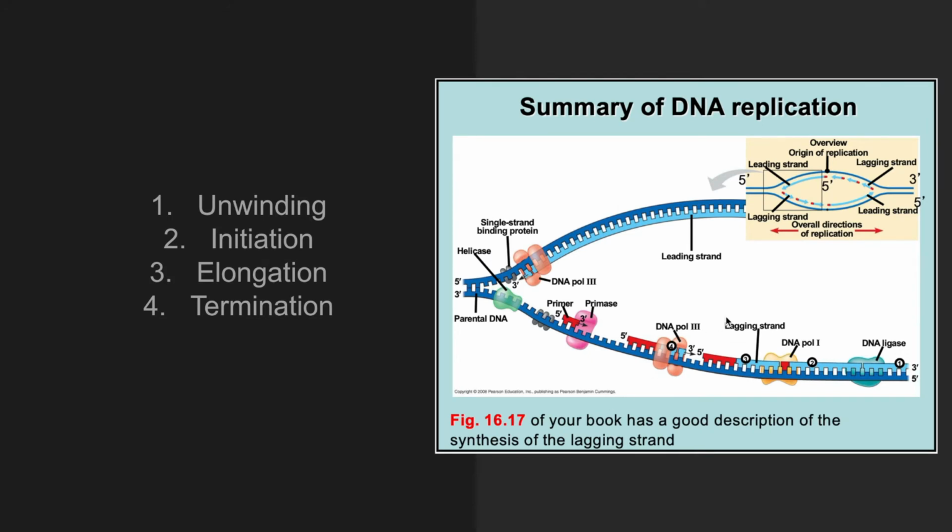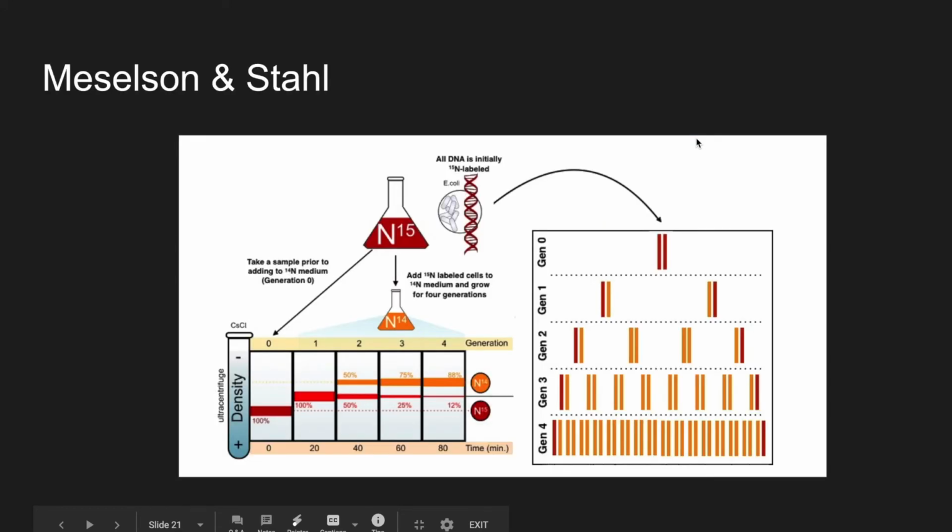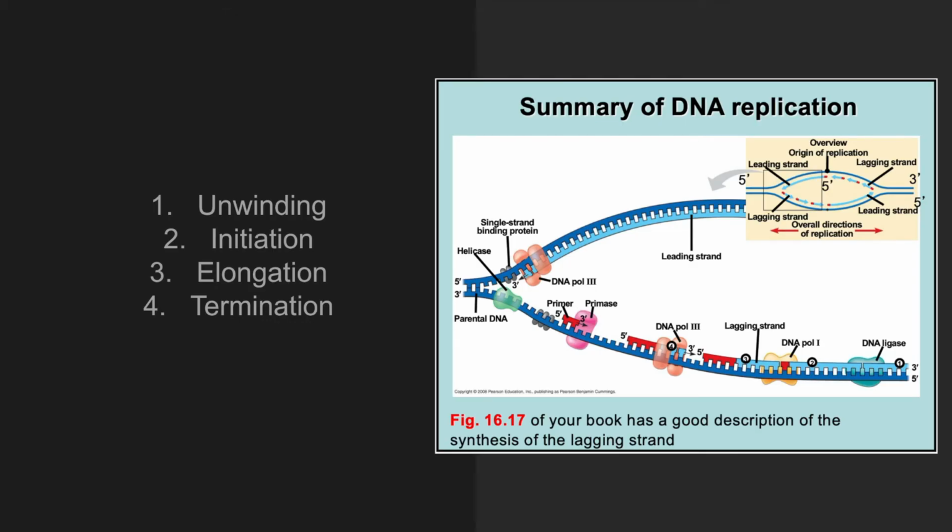Okay, so this proves that DNA replication was semi-conservative, right? So then this is a nice summary of how DNA replication happens in general. And DNA replication happens in interphase, right? As the cell is preparing to divide, you need to replicate your DNA. So there are 4 major steps that you need to keep track of: unwinding, initiation, elongation, and termination.